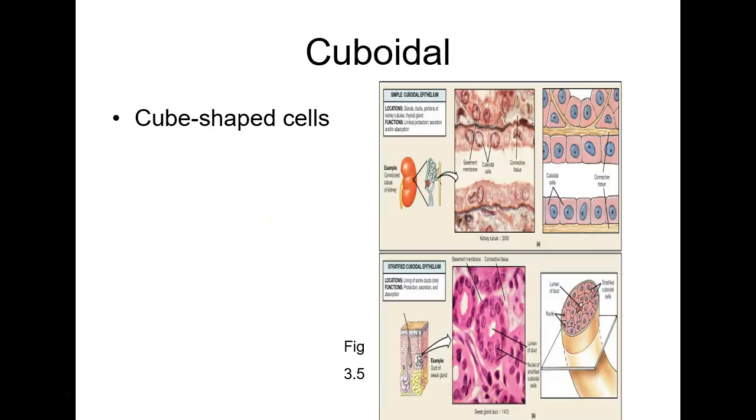Cuboidal, right? Cuboidal looks like a cube. And you can see them. Even on a real one, they look kind of cubey. So the nucleus is pretty much smack dab in the middle of the cell, right? See them? They're not columns. They're not fried egg looking squamous cells.